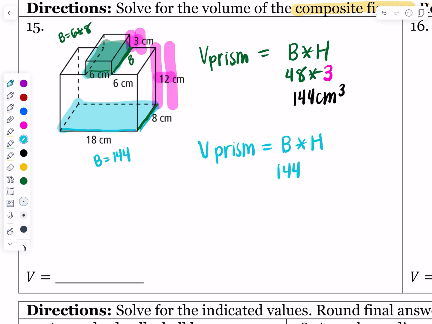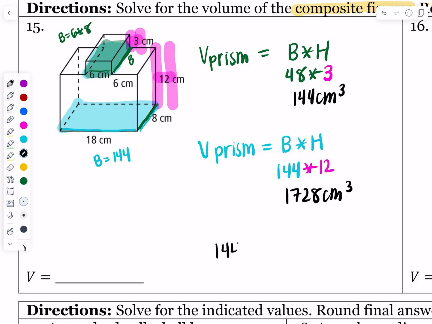So 144 times the height of that. That height of that blue prism is 12. So 144 times 12 is going to give me a blue prism of 1728. So that's going to give me 1728 centimeters cubed. What do we do for our two amounts? We're going to add them together.